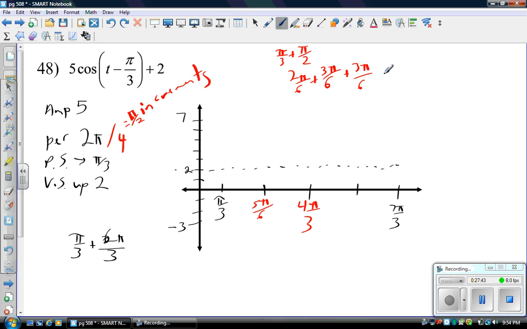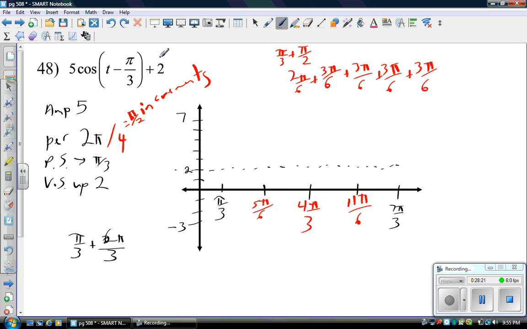To get to the next increment, add another 3 pi over 6. Again, that's adding a half pi onto the previous spot. So 3, 6, 9, 10, 11 pi over 6. And then the last one, just as a check, adding another half pi: 3, 6, 9, 12, 14 pi over 6. 14 over 6 is 7 over 3. So perfect. We set it all up.